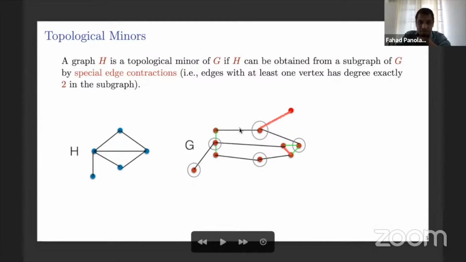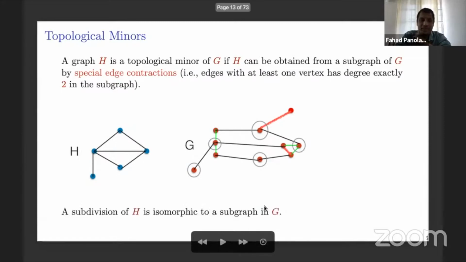So for example, in this one, if you just delete these red edges and these two red edges, and then you notice for these green edges, at least one endpoint has degree 2, and you can contract it. This green edge you can contract. For the other two green edges also, one endpoint has degree 2, so you can contract them, and what you will get here, other than this vertex, will be isomorphic to H. So in that case you say H is a topological minor of G.